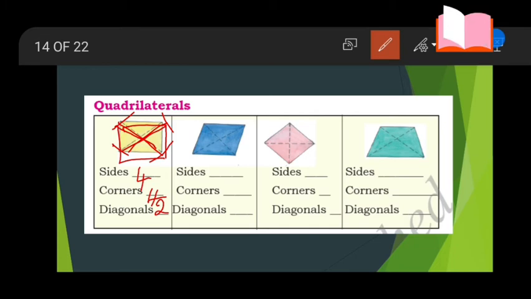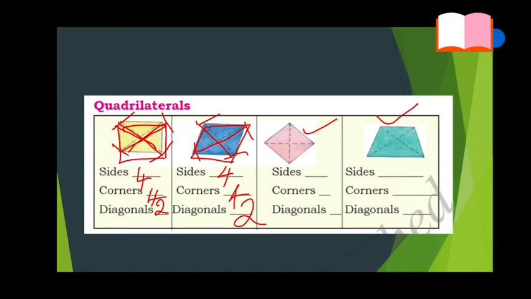Let's solve the second example. How many sides are here? 1, 2, 3 and 4. So there are 4 sides. How many corners? 1, 2, 3 and 4. So there are 4 sides and 4 corners in the second quadrilateral. How many lines have they used to join the corners of the quadrilateral? 1 and 2. So there are 2 diagonals in this given picture. Students, the 3rd and 4th are your homework.